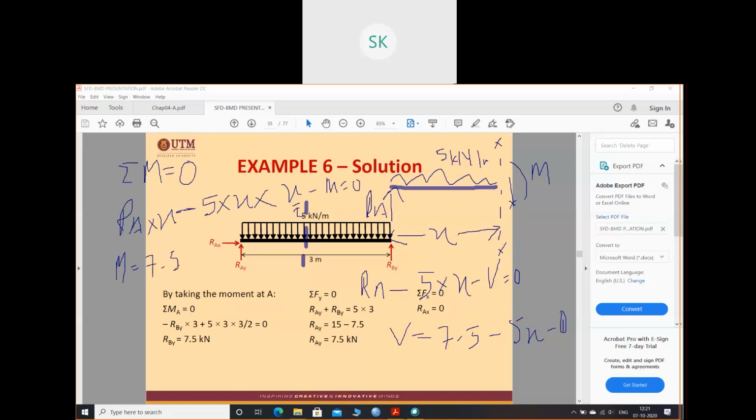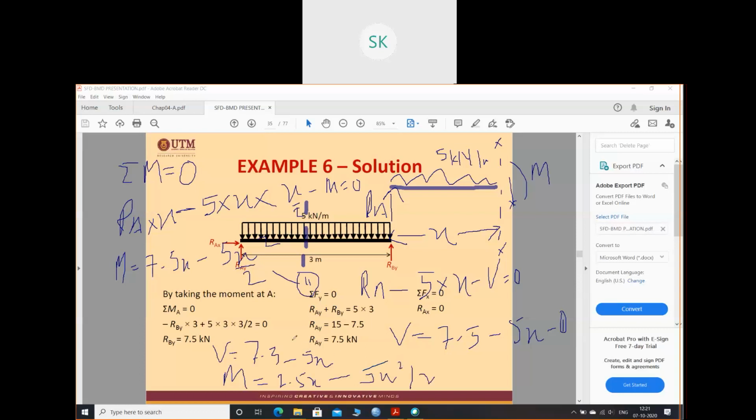7.5 into x minus 5x square by 2. So this will be my second equation. This will be my equation. So my final equation of shear force is 7.5 minus 5x, and the moment equation is 7.5x minus 5x square by 2.